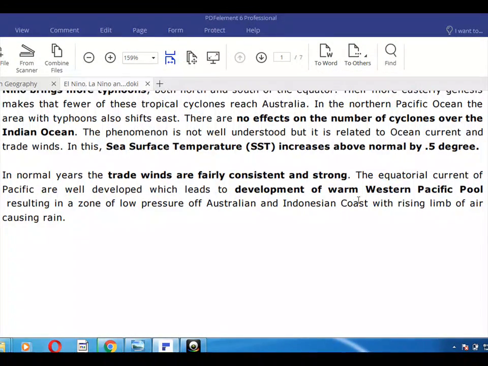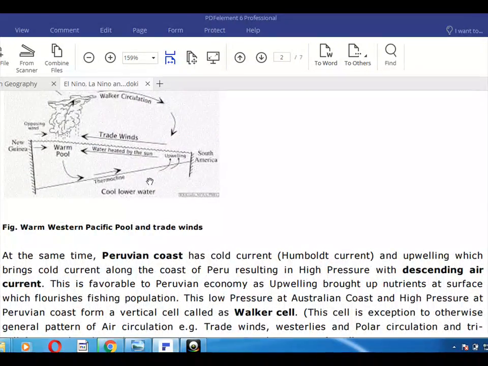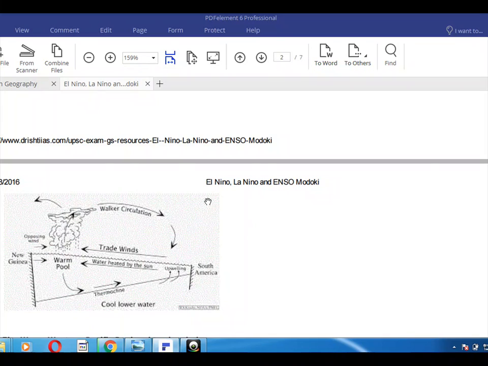So, development of the warm Western Pacific pool. Here you can see in the diagram El Nino and ENSO Modoki. Here in Modoki, it is mainly the warm pool. Here are the trade winds, here the warm water circulation, and here the trade winds. Now we have the cold flow here, in the lower surface water near South America, and near New Guinea it is the warm pool.